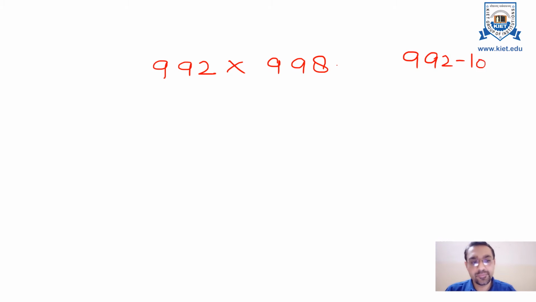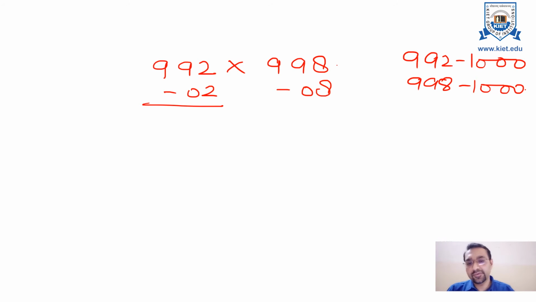Okay, next I am taking two numbers which are close to 1000 but less than 2000. So let's say two numbers are 992 and 998. First you have to find out the difference of the number with 1000, so n minus 1000. So 992 minus 1000 will give you minus 8. Similarly, 998 minus 1000 will give you minus 2.